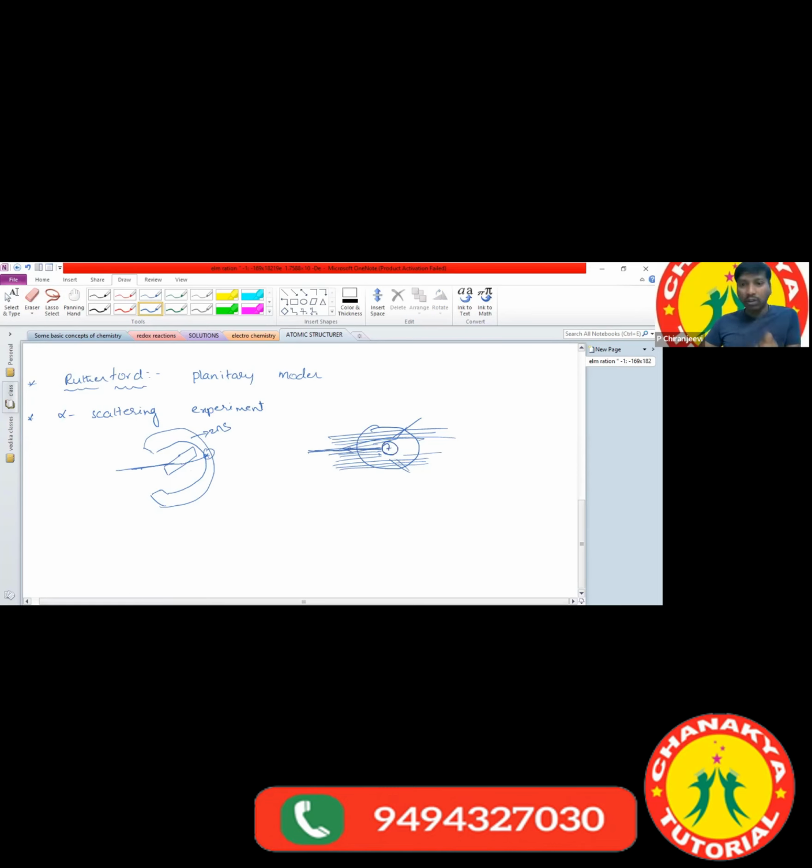What are the conclusions he has drawn? First point, most of the space in an atom is empty. Whether it is correct or not, based on the experiment and the diagram we can say most of the space in an atom is empty. Second conclusion, alpha particles are deflecting. Deflection means they are changing direction.